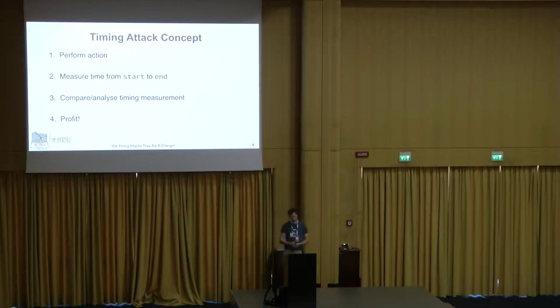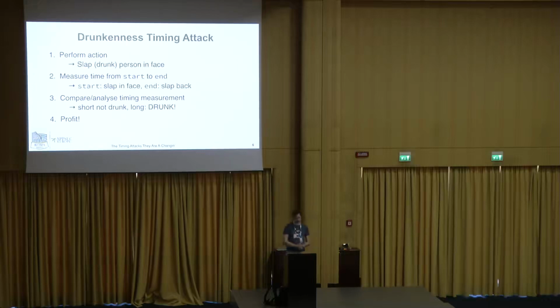In my research, I was looking at examples of timing attacks, and I came up with a new type of timing attack, namely the drunkenness timing attack. In this timing attack, we try to determine whether a certain person is drunk or not. In order to do so, we go to that person and slap him or her in the face. Then we measure the time it takes, from the time we slap them until they slap us back. If this is a short time interval, this probably means that the person is still alert and thus not drunk. Otherwise, it means that the person is actually drunk.